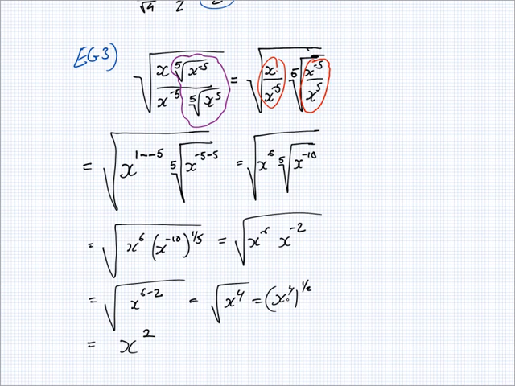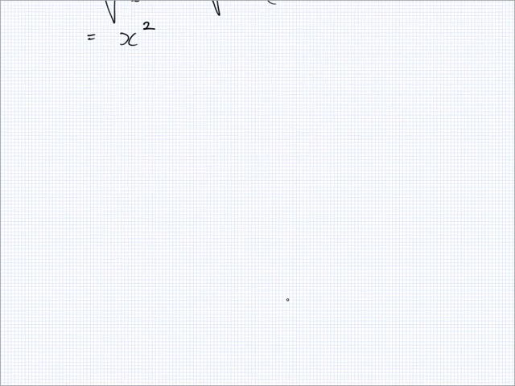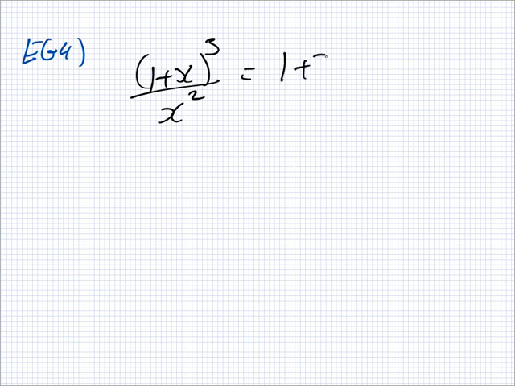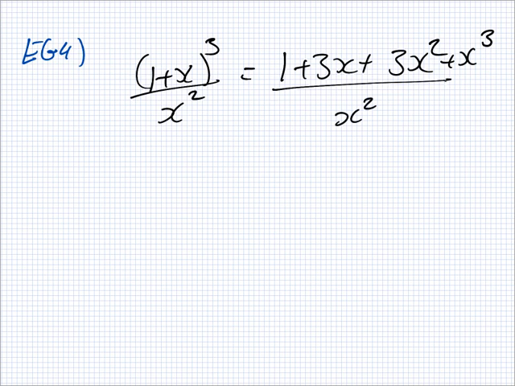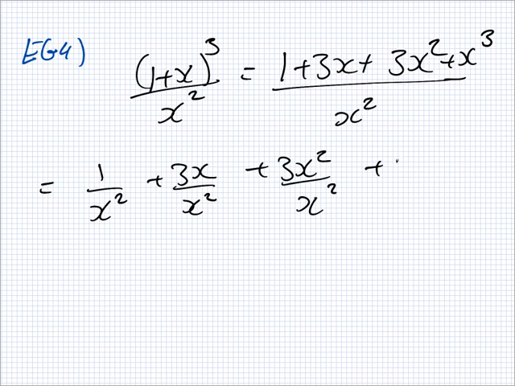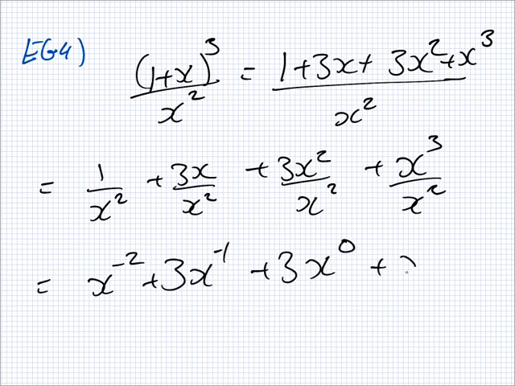Okay, did you write this one down? Yeah? Right, next one. This one here, I just want you to expand and simplify a little bit into powers. So on the top, that would be 1 plus 3x plus 3x squared plus x cubed over x squared, which would be 1 over x squared plus 3x over x squared plus 3x squared over x squared plus x cubed over x squared, which is x^-2 plus 3x^-1 plus 3x^0 plus x^1, if you were to write it out as a series of x's.